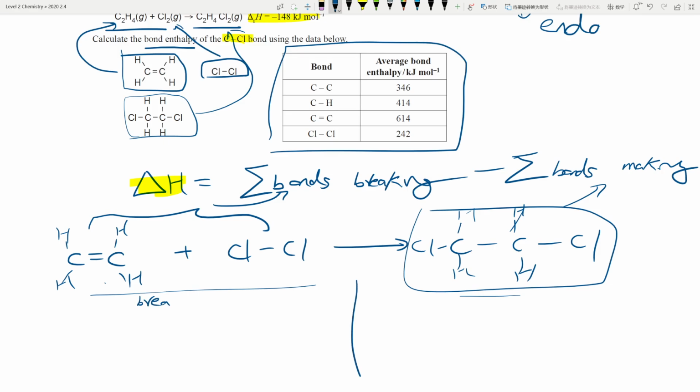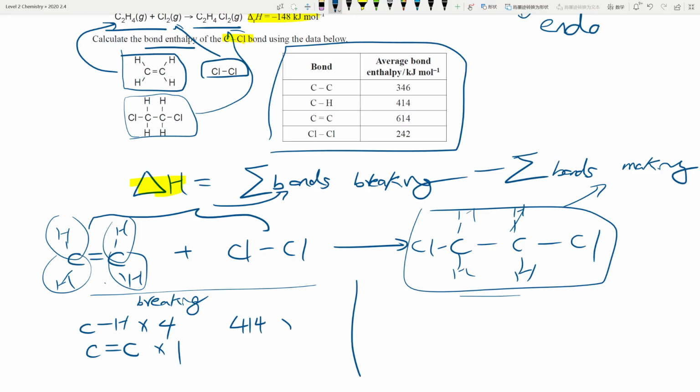We're breaking CH bonds, going 1, 2, 3, 4. You're breaking CH bond times 4, and you're breaking a CC double bond times 1. So that's going to be CH at 414 times 4, and the CC double bond 614 times 1, which is just by itself. That's 414 times 4 plus 614, which is going to be 2270.